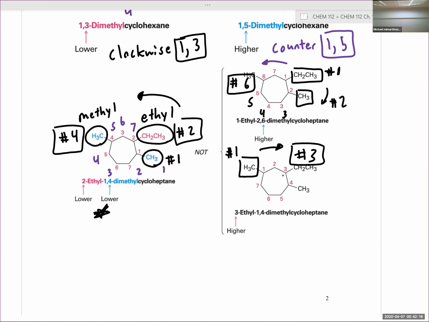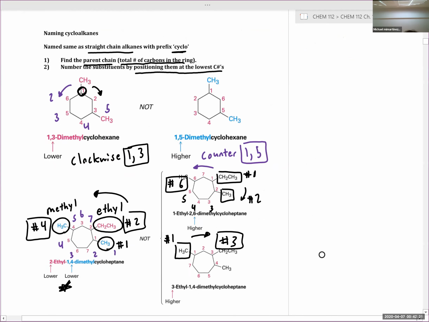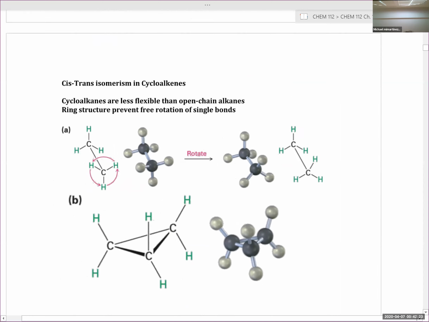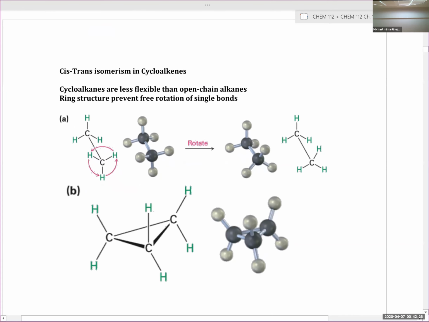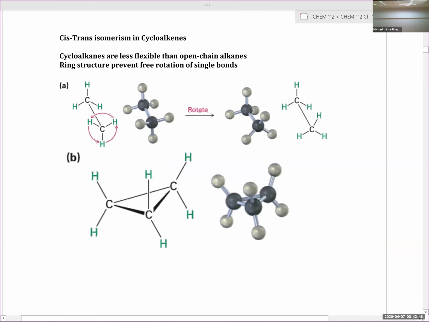Now, this is nice that we've gone through a few examples, but let's next discuss a critical aspect of cycloalkane stereochemistry, and a key difference between cyclic versus acyclic systems. So let's keep the naming rules in the back of our head. We'll be using them later on in this chapter, but let's now focus on a key aspect of this chapter, which is cis-trans isomerism in cycloalkanes.